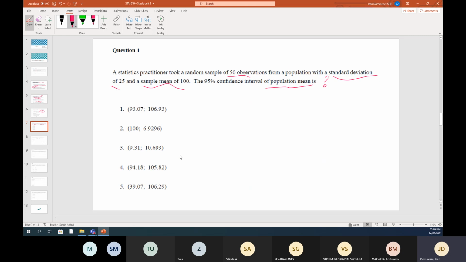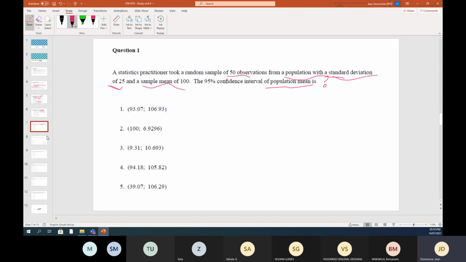Is it a z or a t that we will work out? It is a z, okay. The standard deviation is known, from a population with a standard deviation. So standard deviation is known. We work with a sample mean.